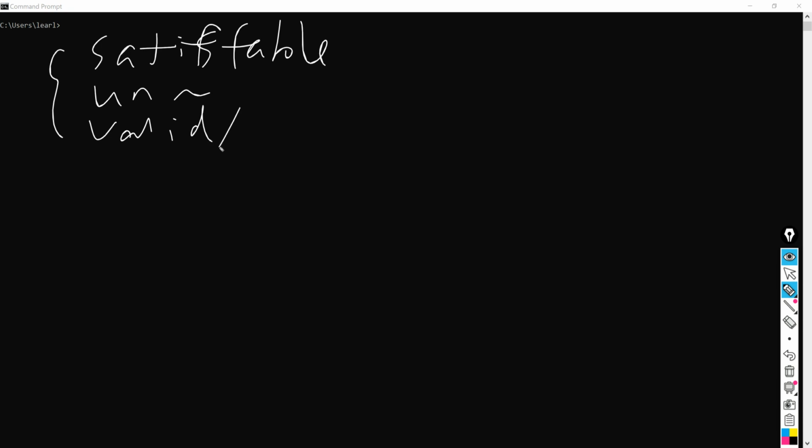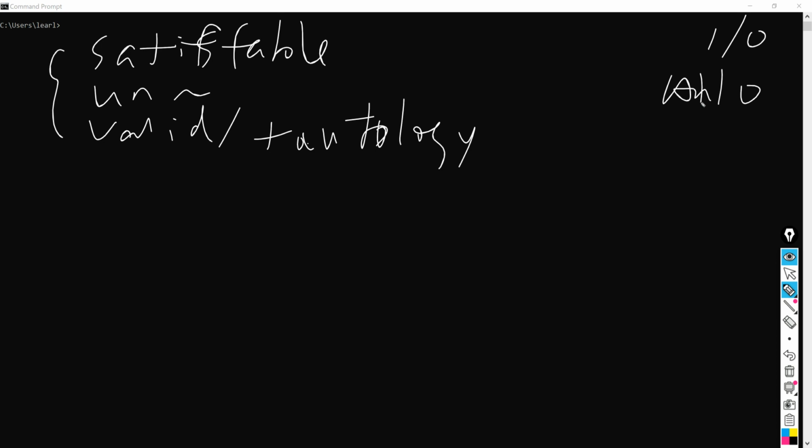Or you could say it as tautology. If an equation has some values that are 1, and also some values that are 0, then we call it satisfiable. If all of the values in the truth table are 0, then we say it is unsatisfiable. And if all of them are 1, we call it valid. So these are just some terms.